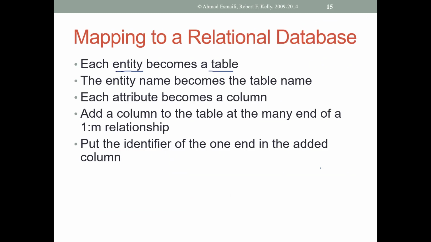Alright, each entity becomes a table. An entity name becomes the name of the table. That's simple too. And each attribute becomes a column. Alright, yeah, it's very simple. And for this one-to-many relationship, even the relationship is very simple to implement. So please pay attention to this.